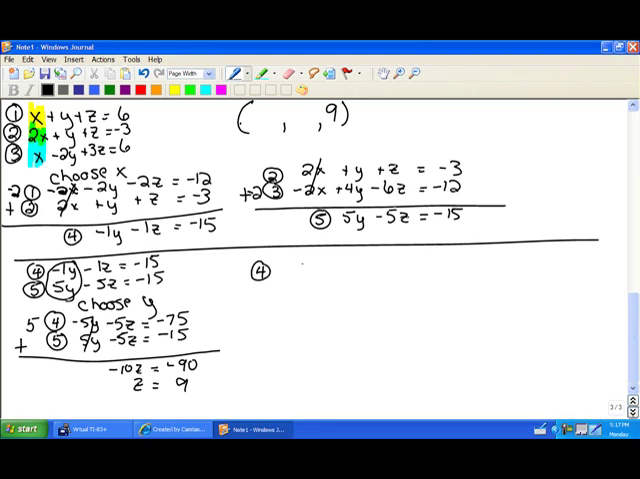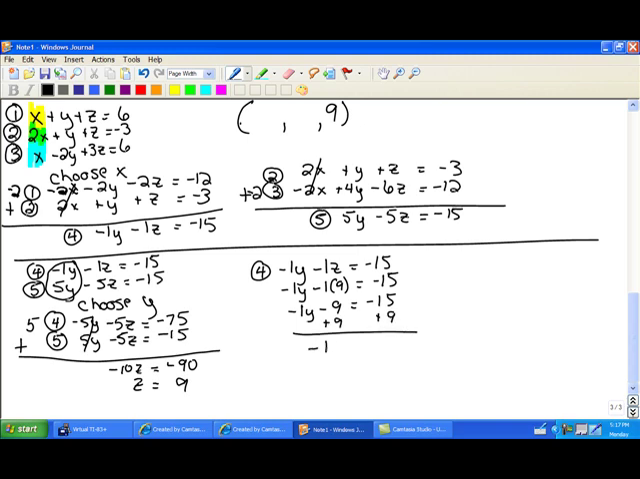I'm going to back substitute into equation 4, which is negative 1y minus 1z equals negative 15. Plug in the fact that I know now that z is equal to 9. That's going to give me negative 1y minus 9 equals negative 15. When I add 9 to both sides, that's going to give me that negative 1y will equal negative 6. And you should know, therefore, that y equals 6.